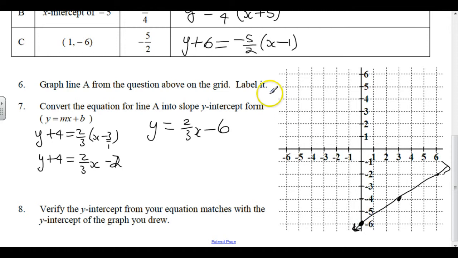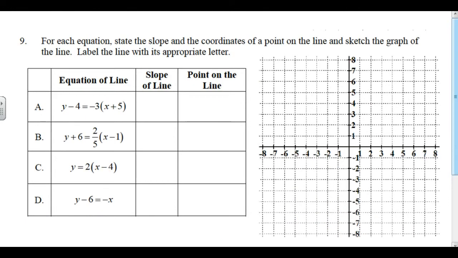So verify the y-intercept from your equation. Minus 6 matches up with the y-intercept of the graph we drew, and it does, although it wasn't going to because I'd messed up a little, but I fixed it, so it's all good.